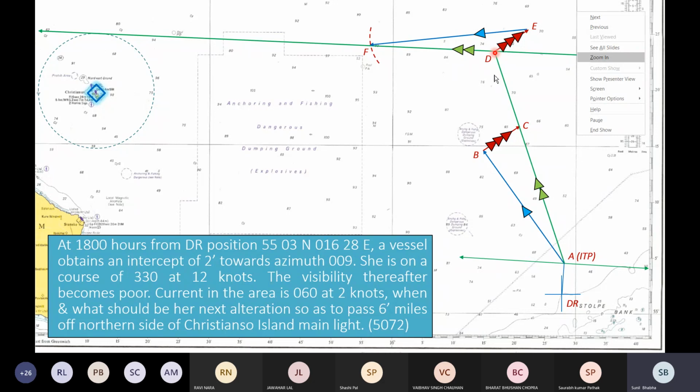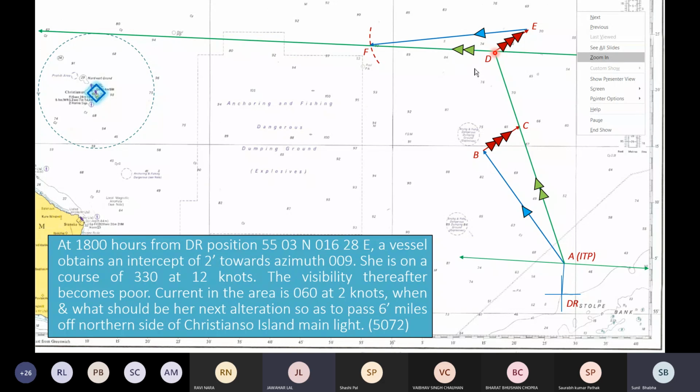Whenever you steer this first course and make the alteration after this much time, you will always reach on this particular line only. Whether you are at A, here, or here, anywhere, if you steer this first course for this much time, you will always end up on the second course made good line. Okay, correct. Right beta, did you understand? Correct. Okay, got it now.